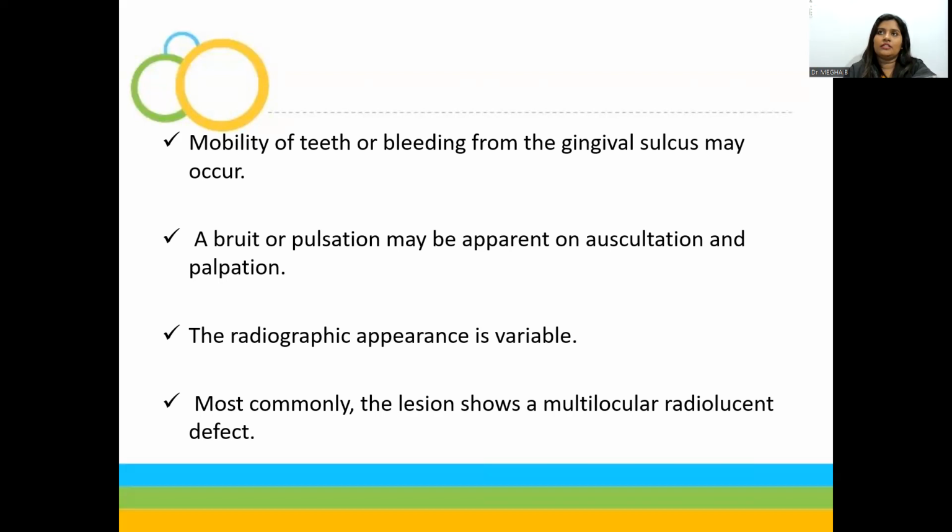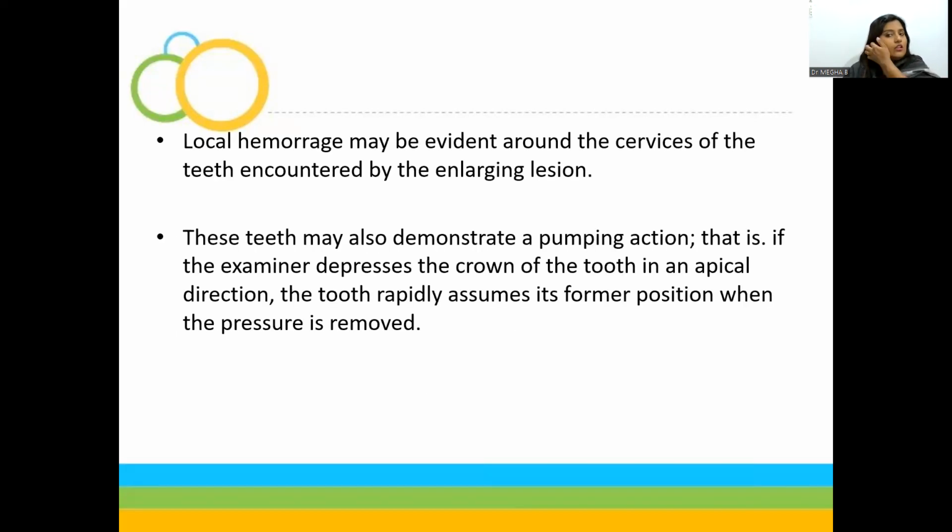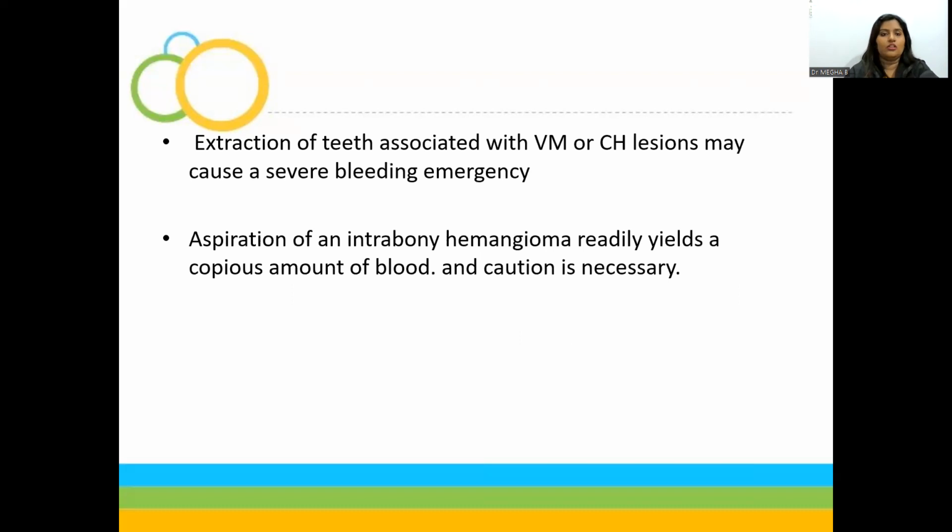It can be multilocular, showing a soap bubble appearance. It can show smaller loculations, where it is seen as a honeycomb appearance. It can even be seen as a small radiolucent area which might mimic a cyst or periapical infection. So extraction of such teeth can lead to bleeding emergencies. Aspiration of an intrabony hemangioma can yield a copious amount of blood, and in such cases, we should be very cautious.